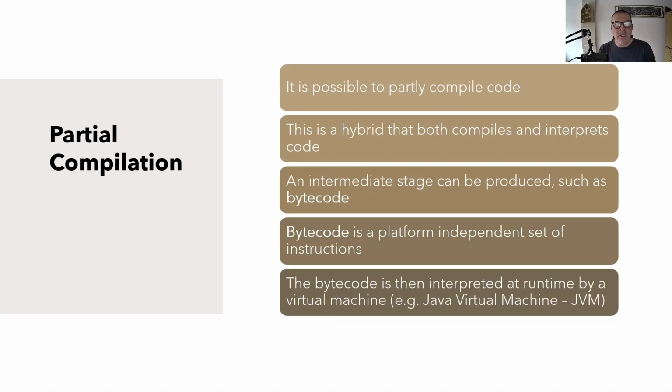Now it's possible to have a hybrid where we're doing partial compilation and partial interpreting. An intermediate stage is produced, for example, bytecode. And bytecode is a platform independent set of instructions. The bytecode then needs to be interpreted at runtime by a virtual machine. So first we compile into bytecode, so it looks at the entire program, creates a single bytecode file for the entire program, but that still needs to be interpreted at runtime. Obviously it's a simpler job to interpret that bytecode because some of the work has already been done.